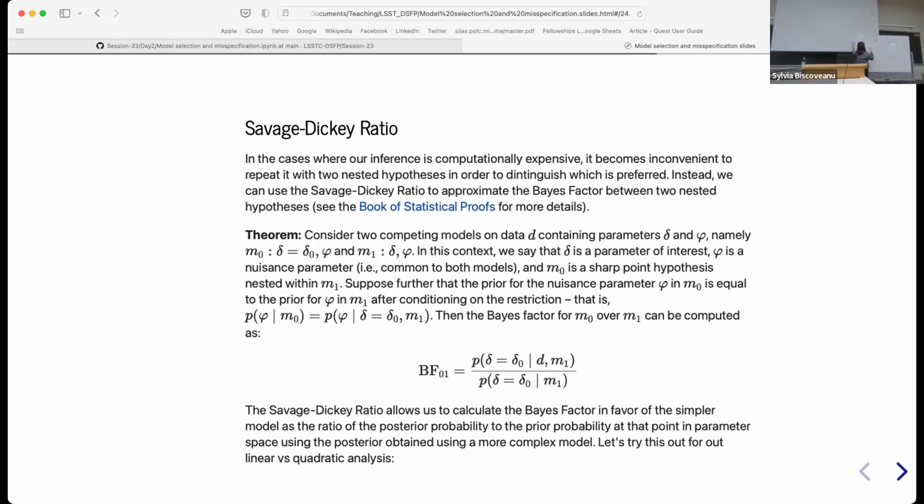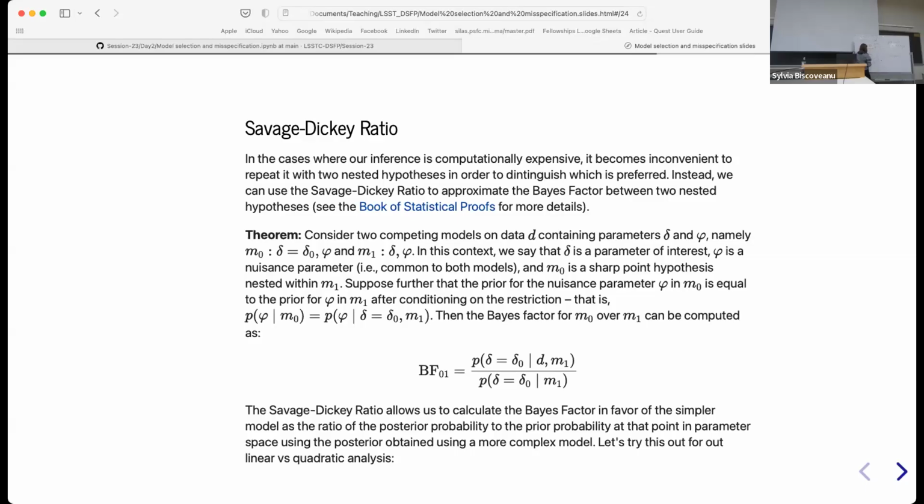And so again, to give a visual example of this, in the case of our quadratic analysis, I'm not going to draw it exactly right, but this is our quadratic coefficient. Let's assume we initially had some flat prior that looked like this, and we got some posterior on it that looks like this. Then the Savage-Dickey ratio is just the value of B in the posterior divided by the value of B in the prior.